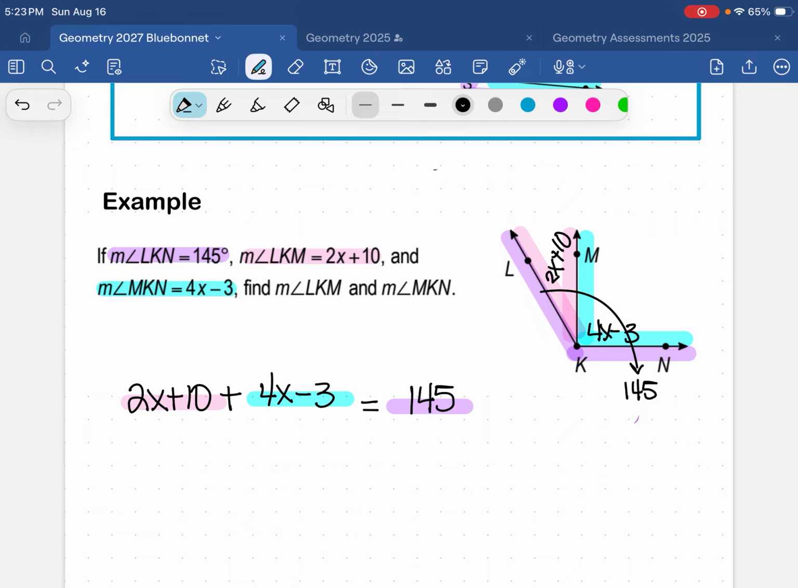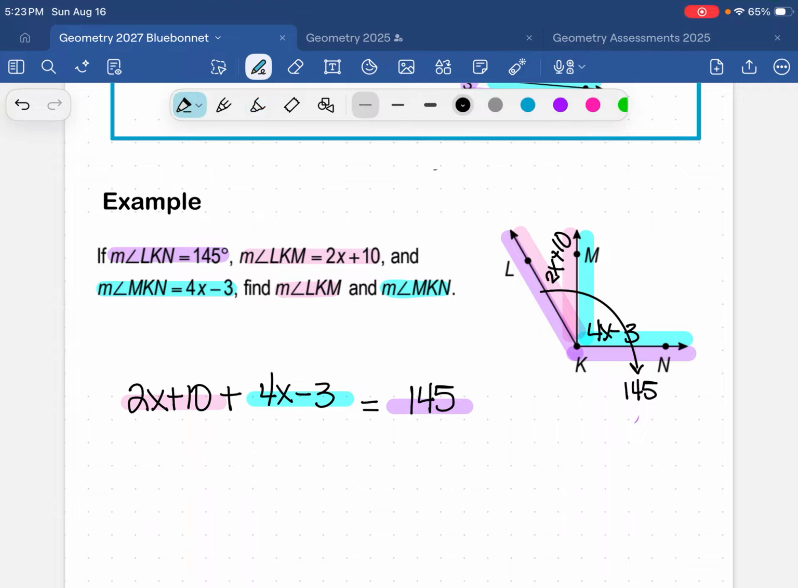I want to go ahead today and show you both, just simply because sometimes the information is given to you in a picture versus in a sentence like we have here in our example. All right, we do need to find the measures of LKM. And if I just take the time right now, I can figure out what color that is. LKM, that's the pink one. And MKN, that's the blue one.